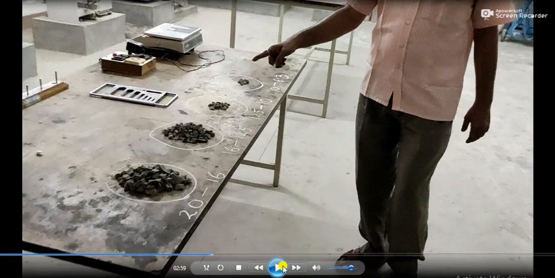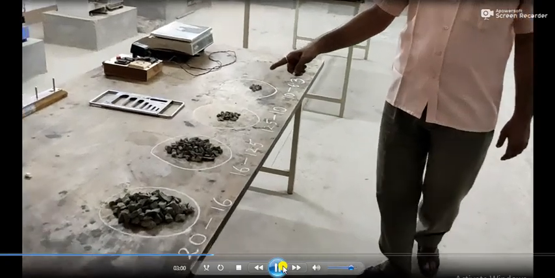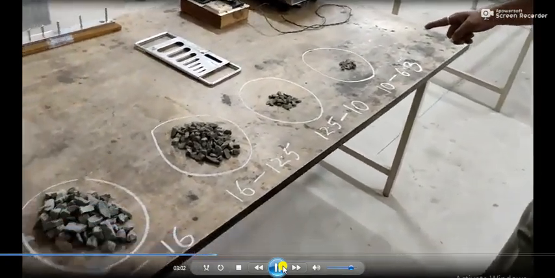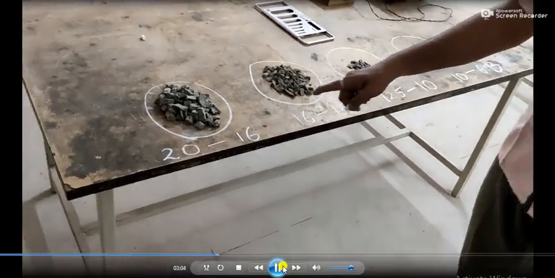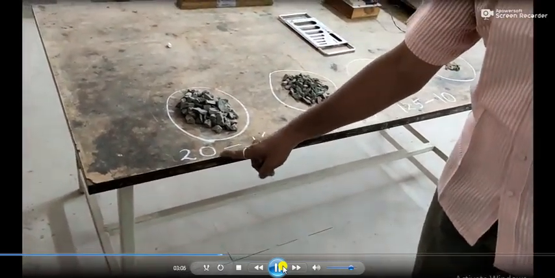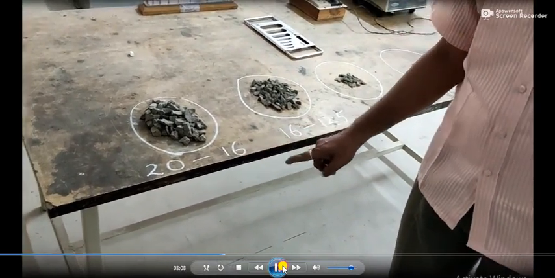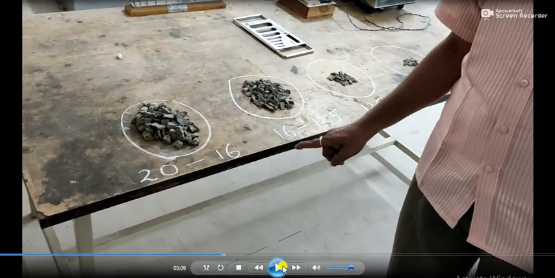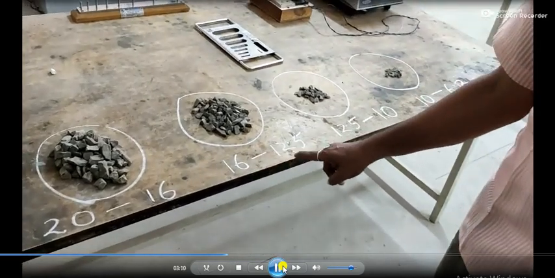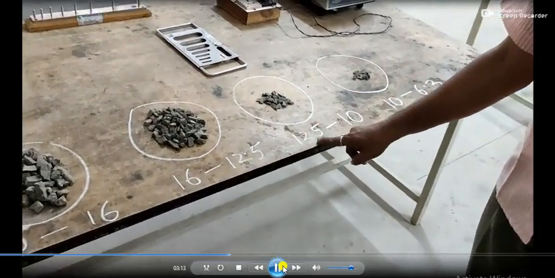Obviously they have different meanings. The 20 to 16 means 20 mm passing and 16 mm retaining in the aggregate. So 20 mm sieve passing and 16 mm sieve retaining is your 20 to 16. Whatever aggregate you have kept will be passing through the 20 mm sieve and retained on the 16 mm sieve. Next up is 16 mm passing, 12.5 mm retained.